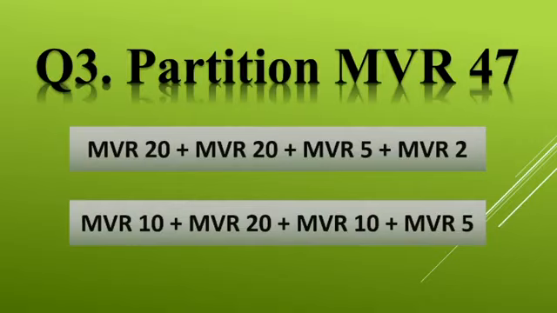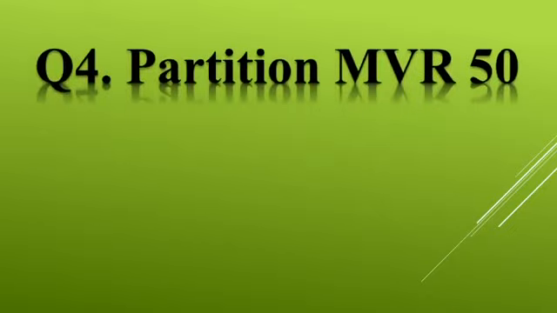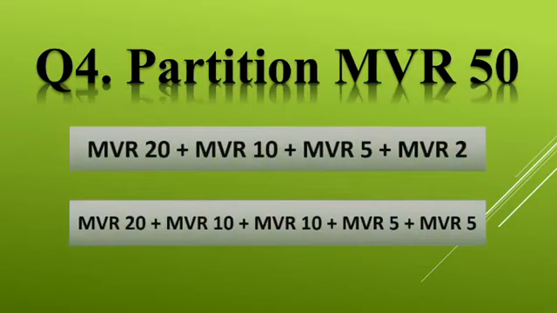Here the correct answer is, I think it is B, the second one. What about you? Okay, so let's look at the correct answer. Yes, your answer is correct. The first one is the correct answer. So let's look at the fourth question. Partition 50 rupiah. So now my answer is the second one.